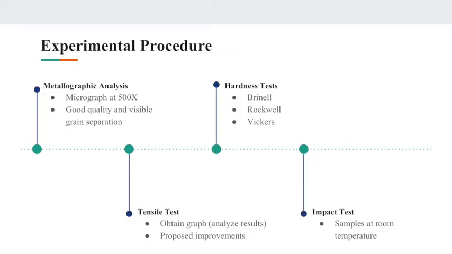Okay, so the experimental procedure for the practice is divided in 4 tests. The metallographic analysis, which includes the calculation of grain size at micrograph at 500 times, and it needs to have a good quality and visible grain separation. For the tensile test, you need to obtain the graph after doing the test, analyze the results, and do some proposed improvements, done in teams. The hardness tests are the Brinell, the Rockwell, and the Vickers, and you have to analyze each one of them. The impact test should be done at room temperature.